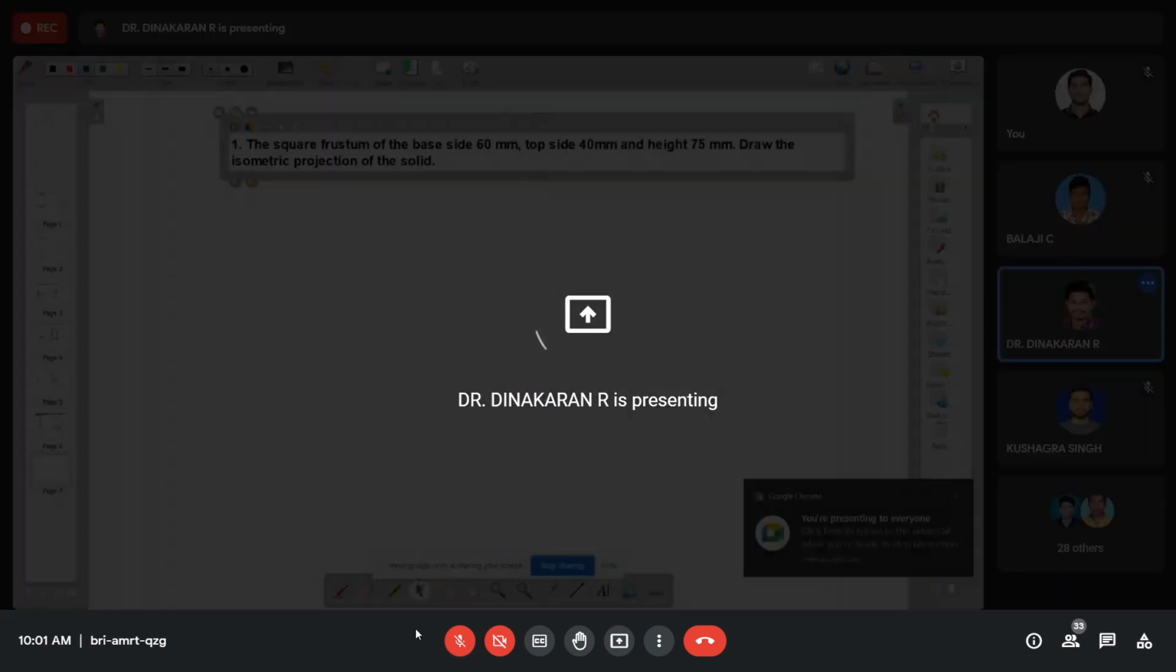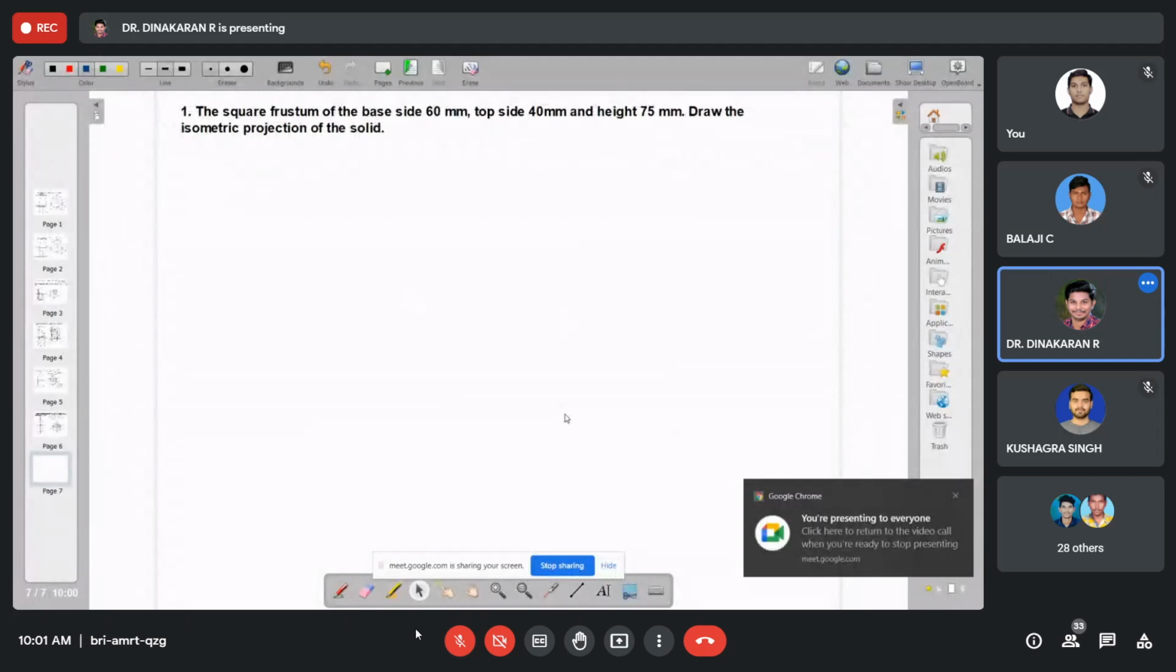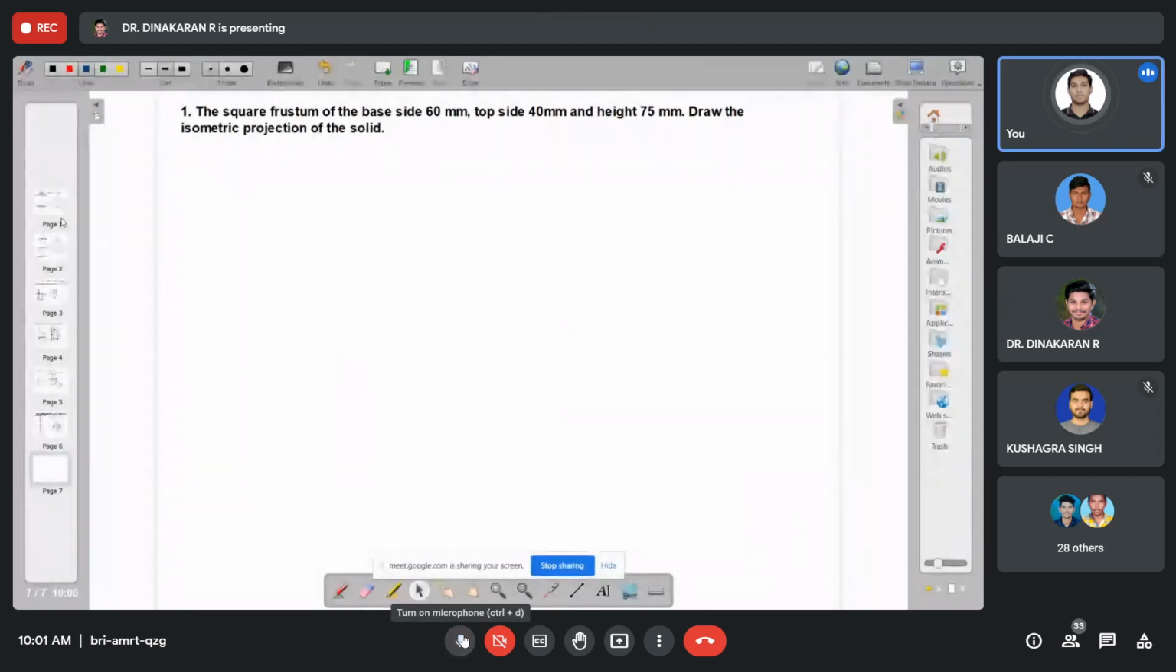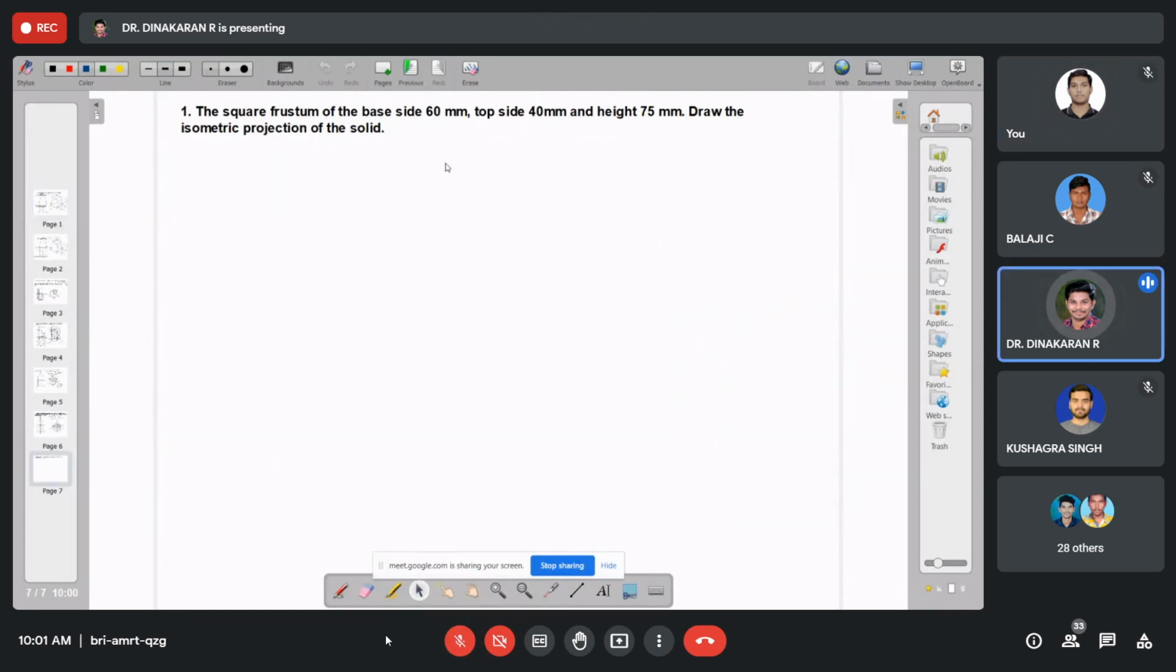Read the question. The given is an isometric projection or isometric view. A square prism is given. The base side dimension and top side of 40 mm are given, and the height of 75 mm is given. Draw the projection of the solid. So is it an isometric view or an isometric projection?